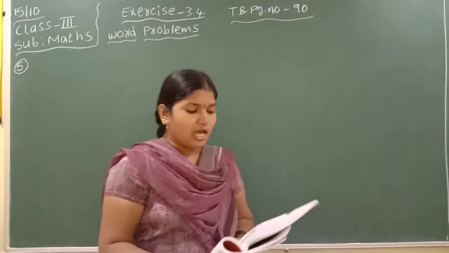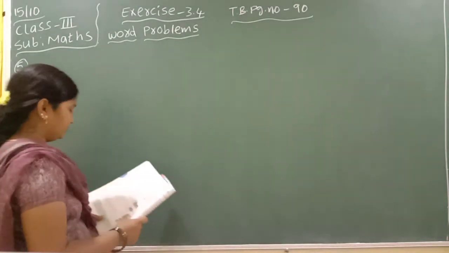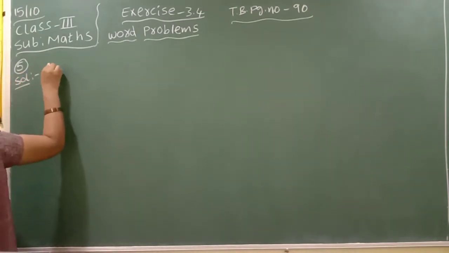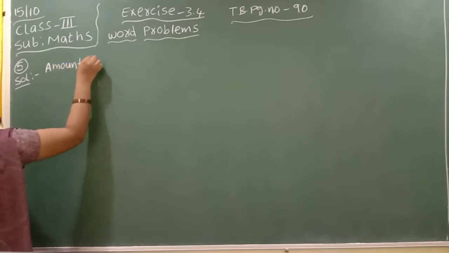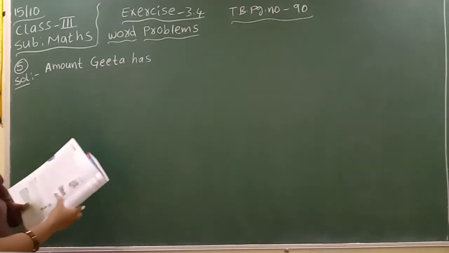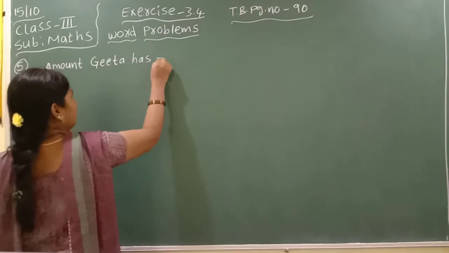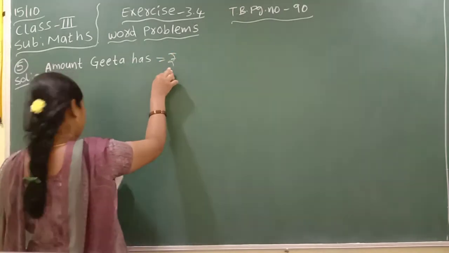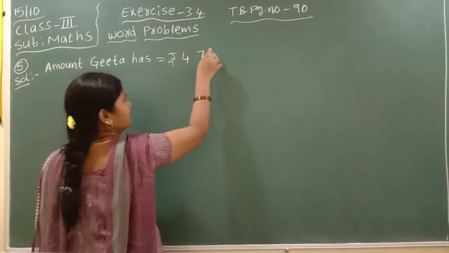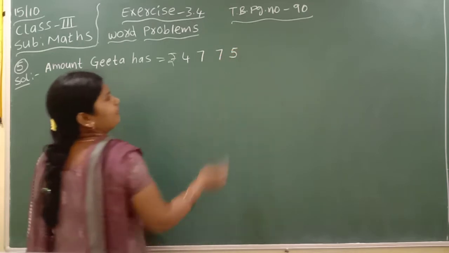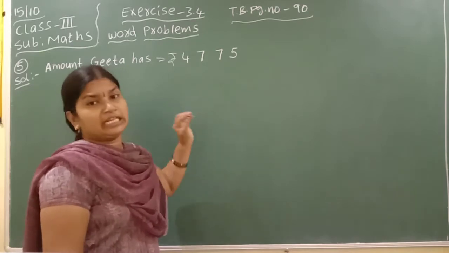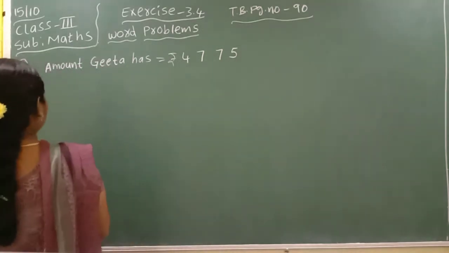First you have to write the amount Geeta has. In this solution, first step, the amount Geeta has. How much amount does Geeta have? Geeta has, rupee symbol. It is called the rupee symbol. 4,000. After the thousands number, you have to leave a finger gap. Then 775. Why? Because if you leave the gap, then when you are doing addition you will get the correct answer. Okay.